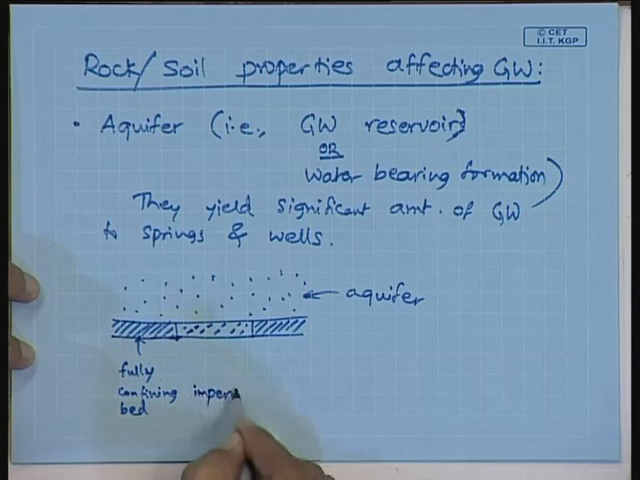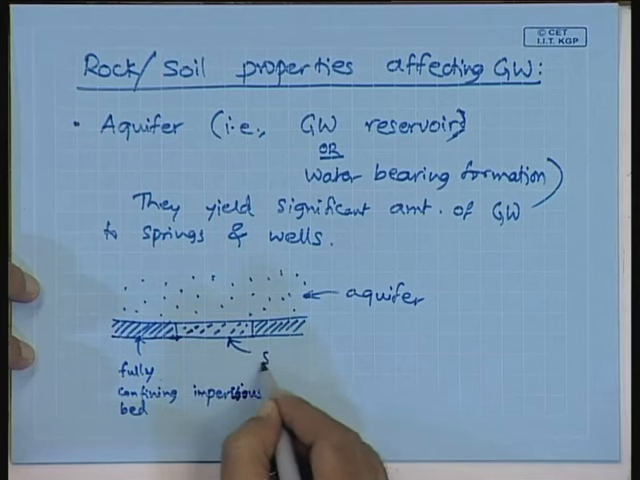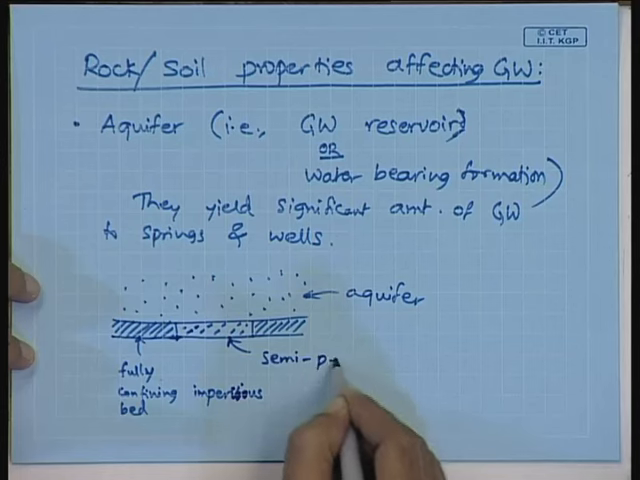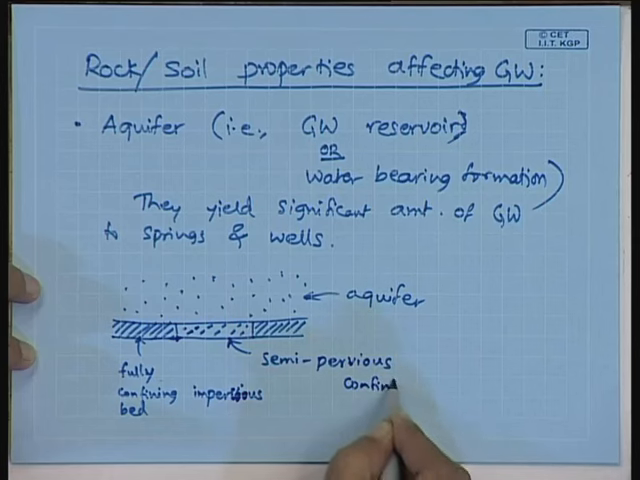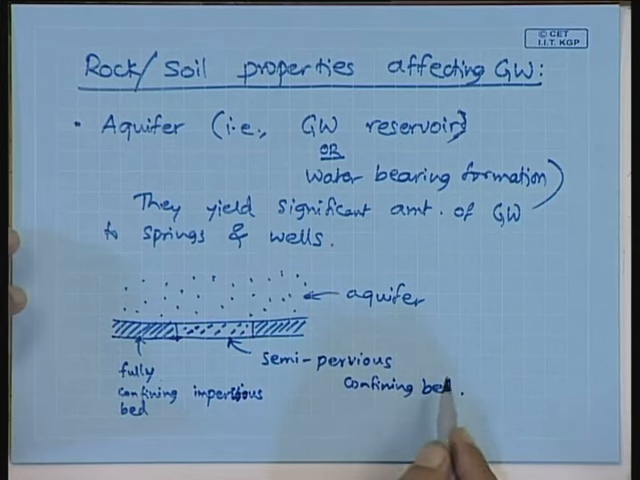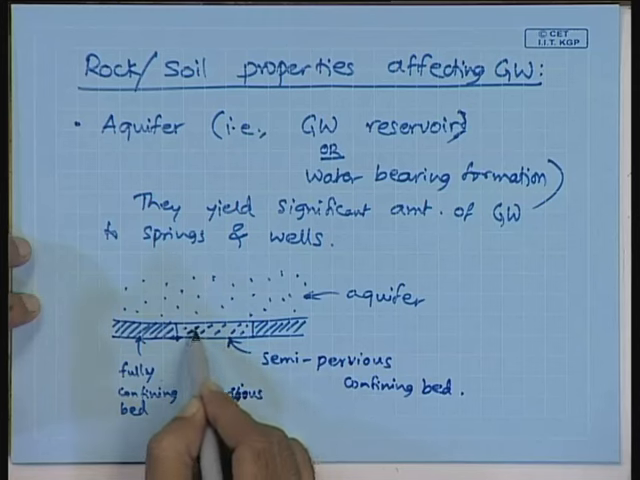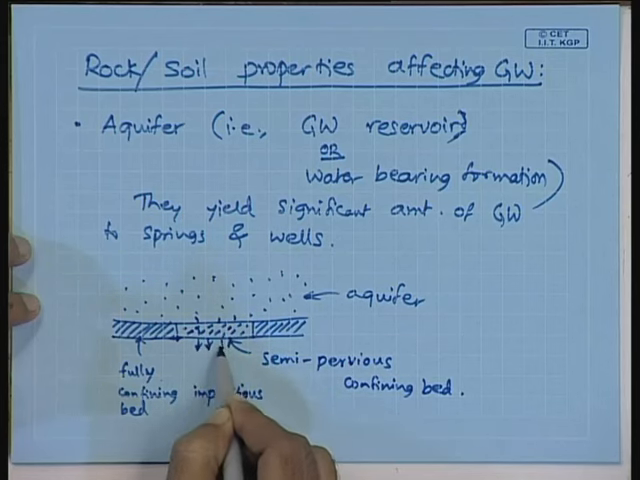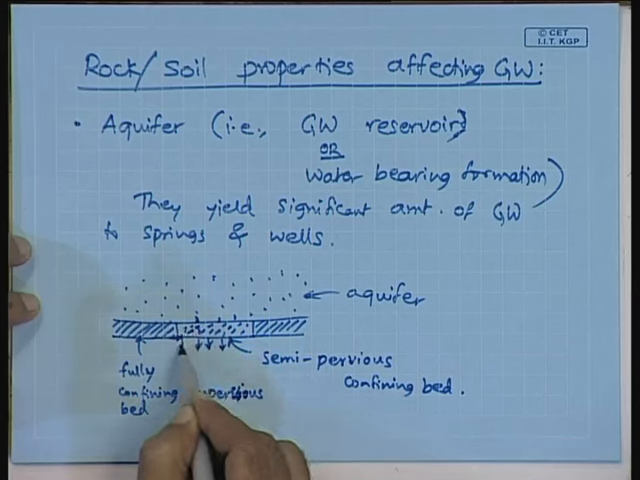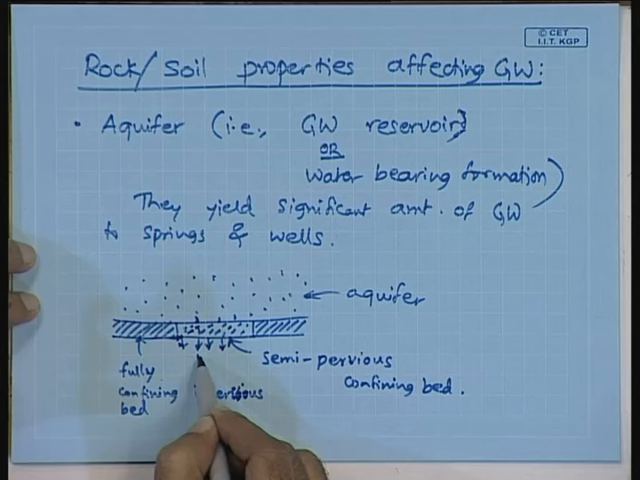and here you can say it is impervious. And this is a semi-pervious confining bed. When it is semi-pervious, the groundwater leaks through this semi-pervious confining layer. So this is the groundwater leakage, you can say.